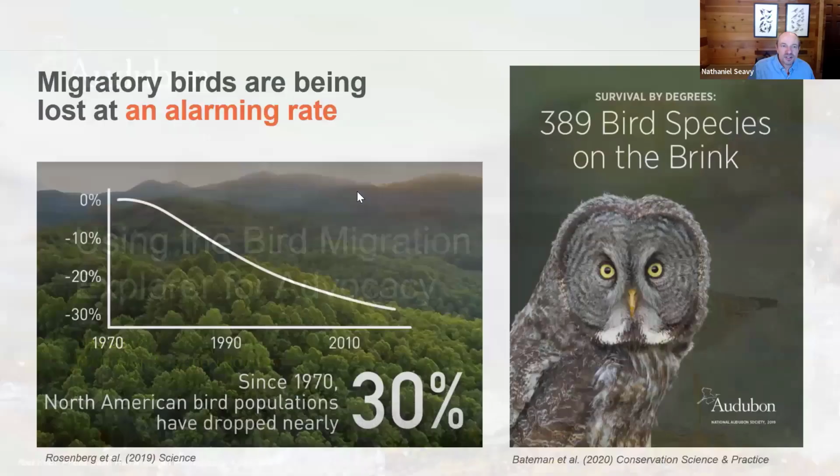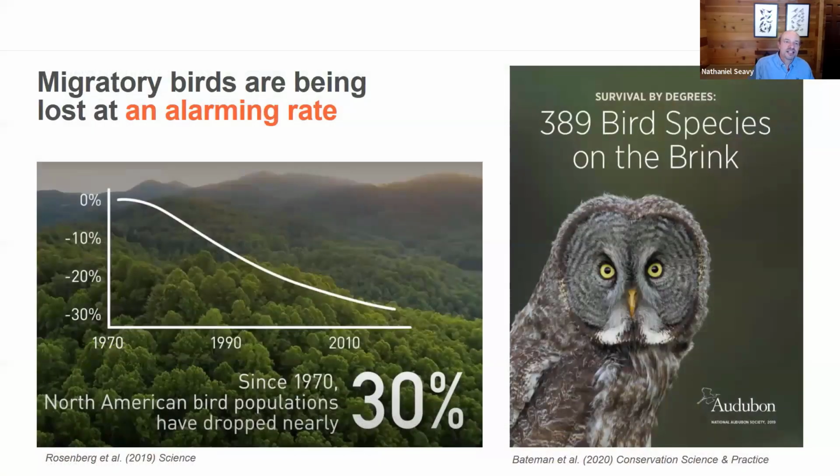And so, starting with the idea that migratory birds are being lost at an alarming rate. We know that since 1970, there's been almost a 30% decline in North American bird populations. And the work that Audubon scientists have done shows that looking forward into the future under the projected climate change, we expect that future for migratory birds to be even tougher. And so it's really important that we think about what steps we can take now that can help relieve some of the stresses that migratory birds have felt in the past and also help prepare them more for what's coming in the future.